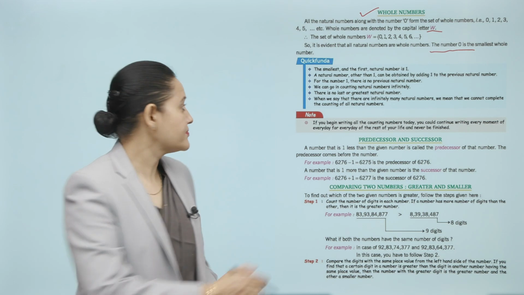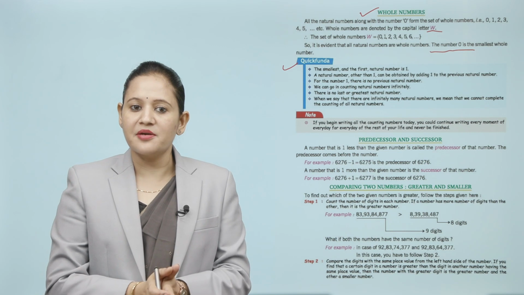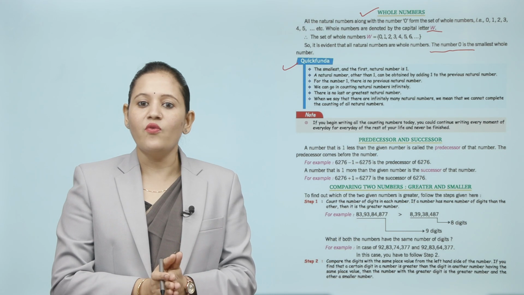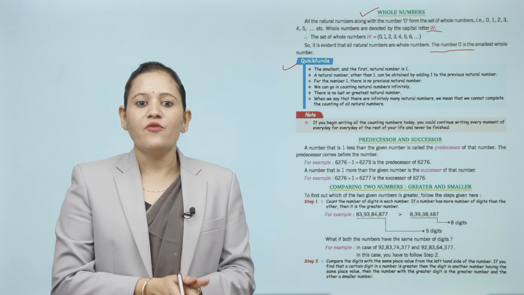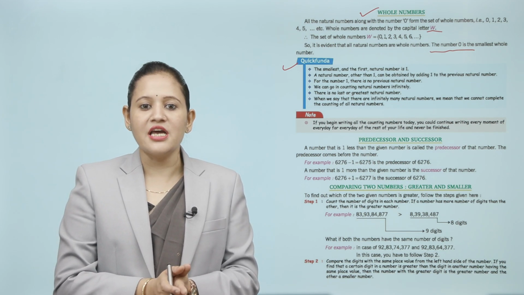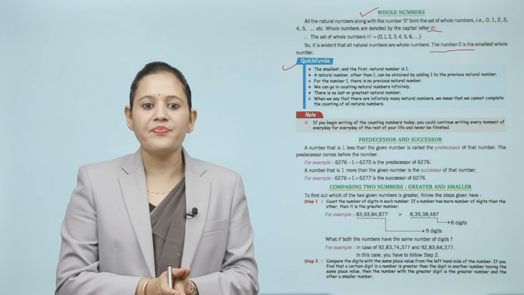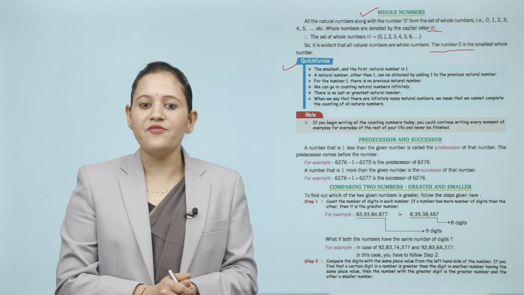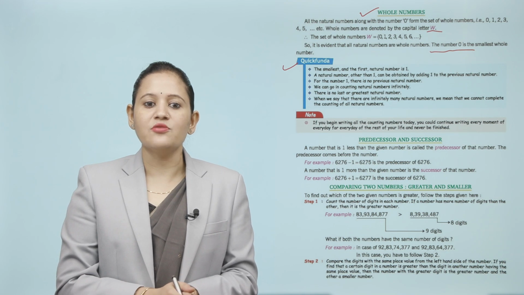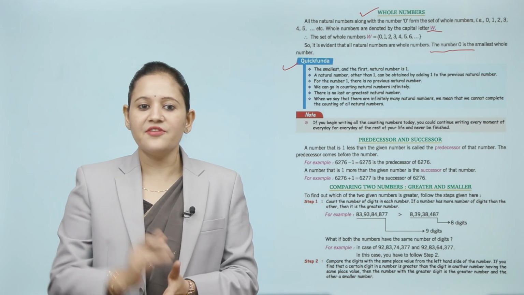Quick funda. The smallest and the first natural number is 1. The natural number other than 1 can be obtained by adding 1 to the previous natural number. For the number 1, there is no previous natural number. We can go on counting natural numbers infinitely. There is no last or greatest natural number. When we say that there are infinitely many natural numbers, we mean we cannot complete the counting of all natural numbers. Natural numbers 1 से start होते हैं and infinite तक होते हैं.